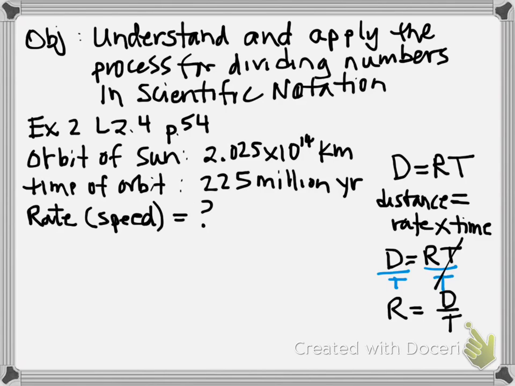Well, how many zeros do you have when you're in the millions column? 6. So that's the first thing we're going to do, is we're going to take this guy and make him 225 times 10 to the 6th. All right, is that answer in scientific notation? Do I have a number between 1 and 10? No, I'm well above that. So I'm going to have to rewrite this.